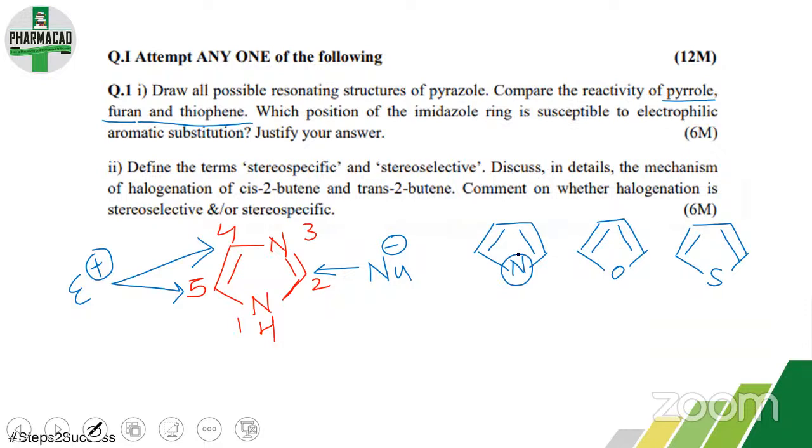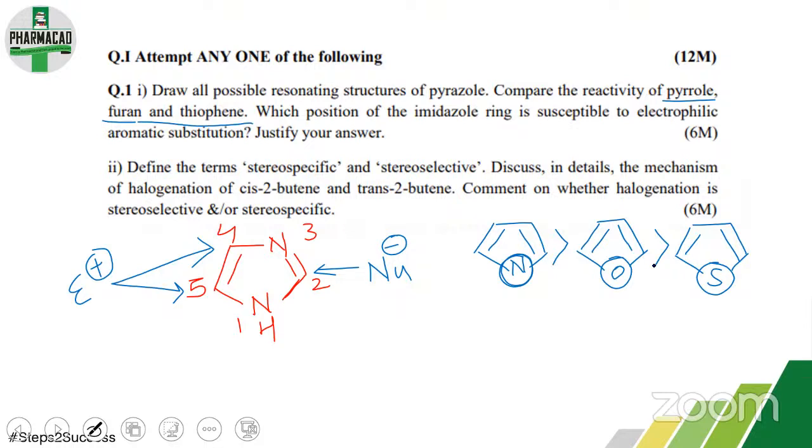Whereas furan, which has oxygen, is less reactive as compared to pyrrole because of the electronegativity of oxygen. Okay, so it has nitrogen, it has oxygen, and it has sulfur. Correct? So the order is first pyrrole, which is more reactive as compared to oxygen, that is furan, as compared to sulfur, that is thiophene.